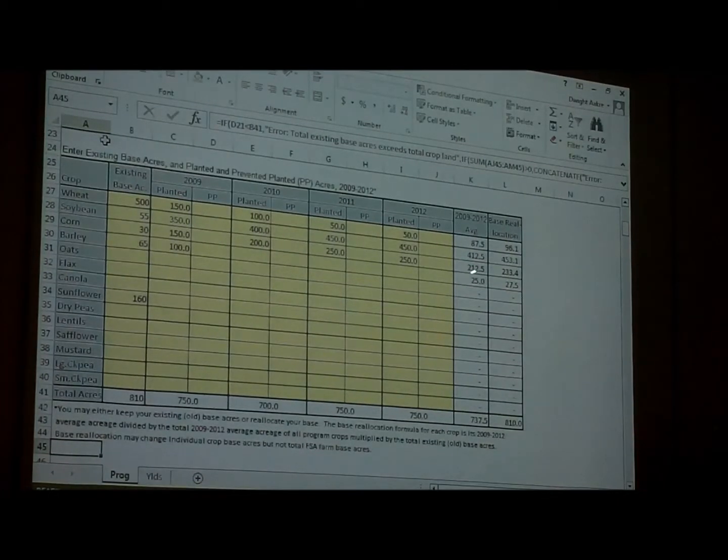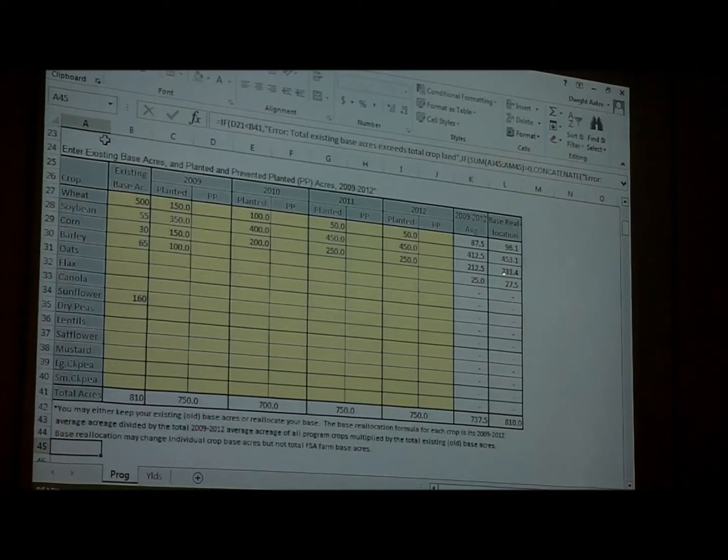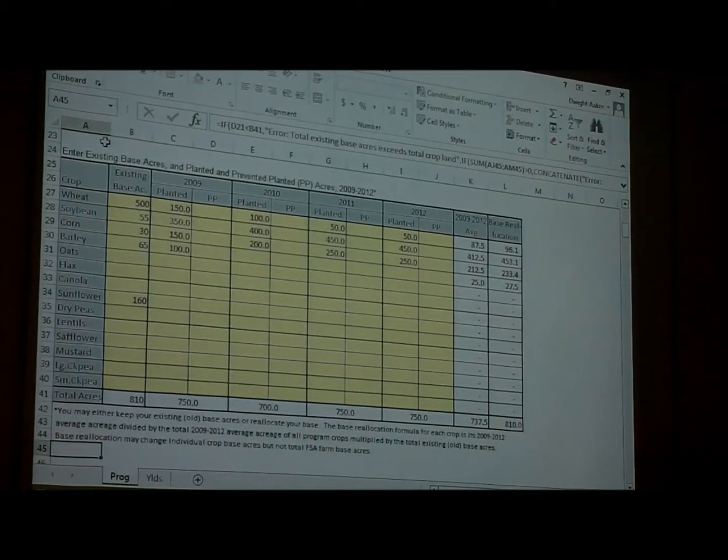So once the program does its calculation, you're going to end up with 96 acres of wheat base if you choose to reallocate. Quite a change. You want to give up 400 acres of wheat base. It will increase the soybean base from 55 up to 453. And I can tell you right now, there's not a lot of benefit and not an obvious benefit of soybeans over wheat. Maybe a little bit, but it's not intuitively obvious at this point. Corn, 30 acres up to 233, that's a clear winner. Barley base, 65 drops to about half, and the sunflower base disappears completely.